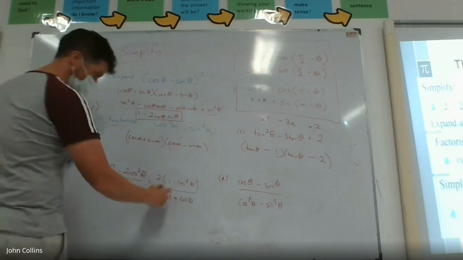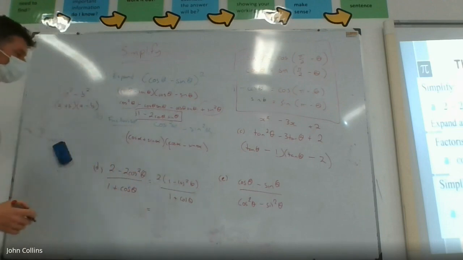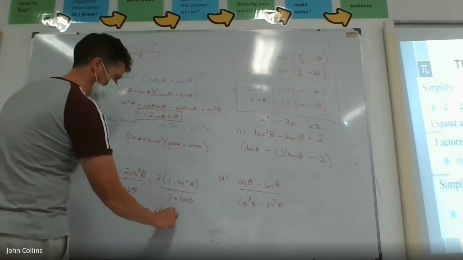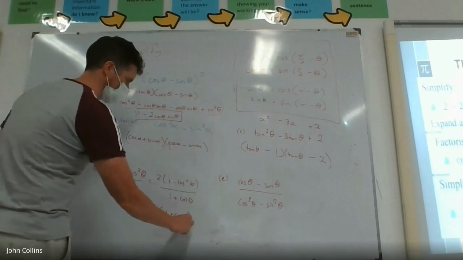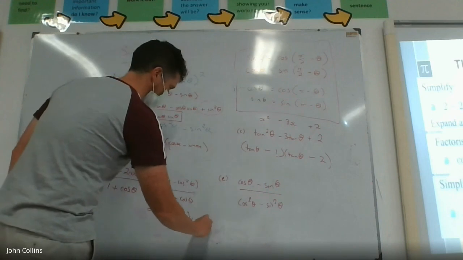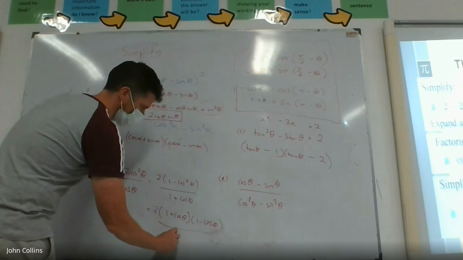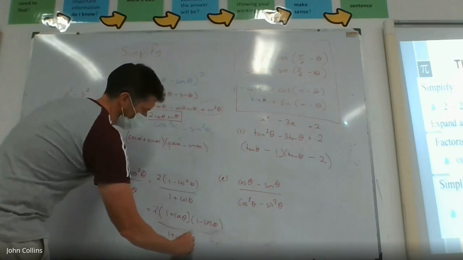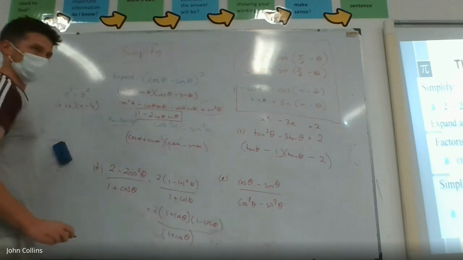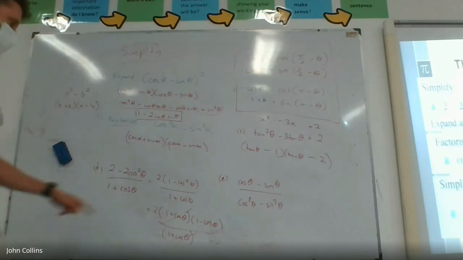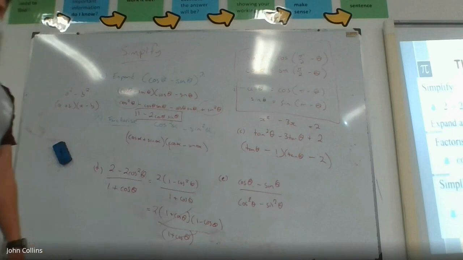This one, I've done the first step. If I do difference of 2 squares here, that'll be 1 plus cosine theta times 1 minus cosine theta, all over 1 plus cosine theta. And perhaps you can see that that would cancel with that. We're just going to be left with 2 times 1 minus cosine theta. That's the answer there.